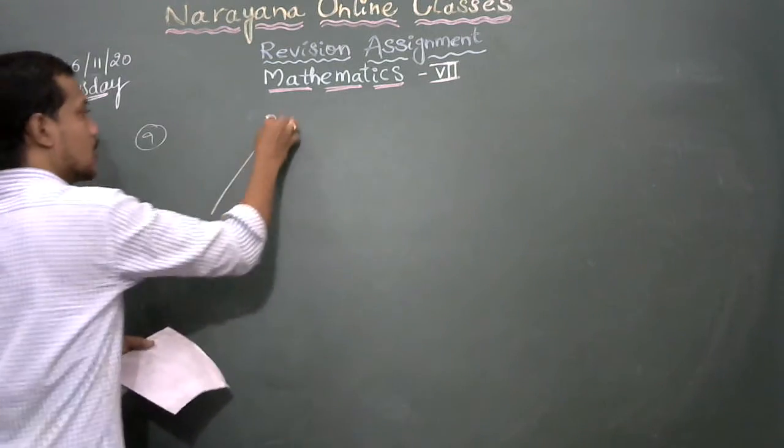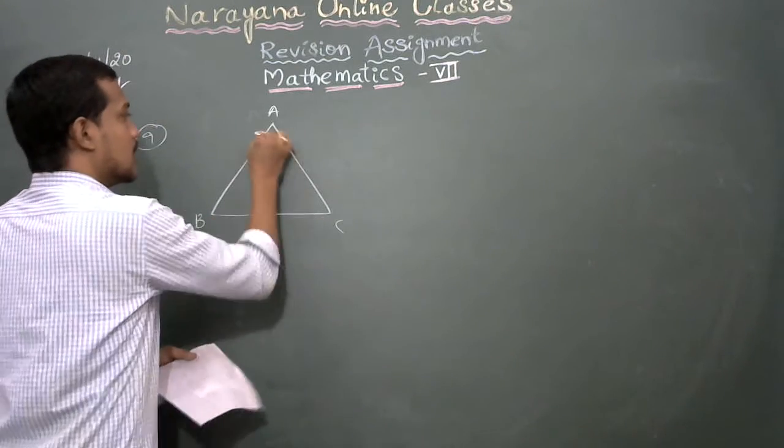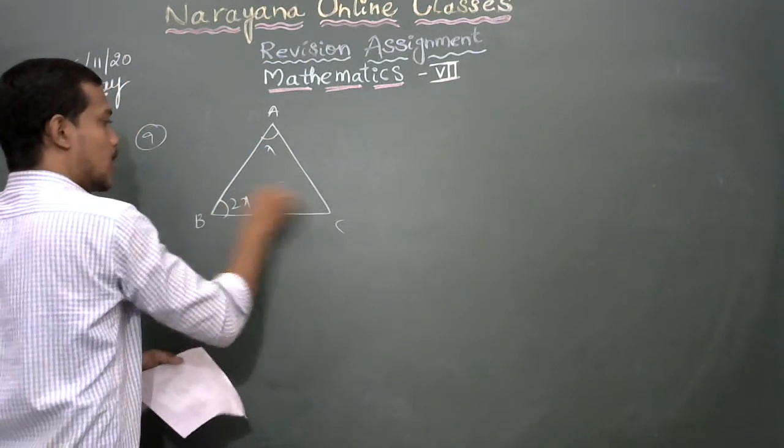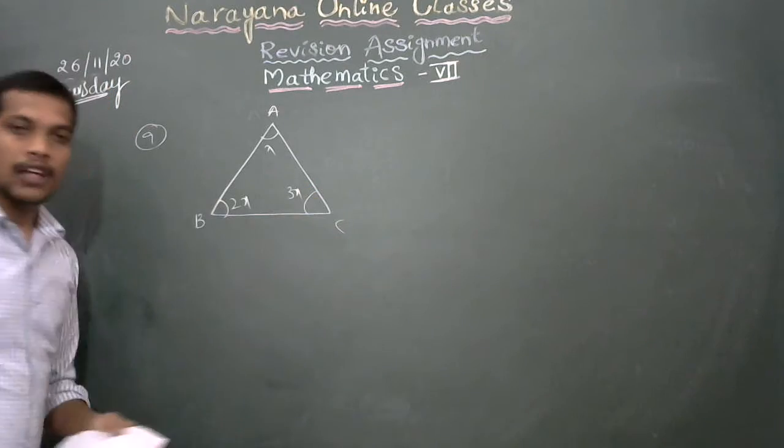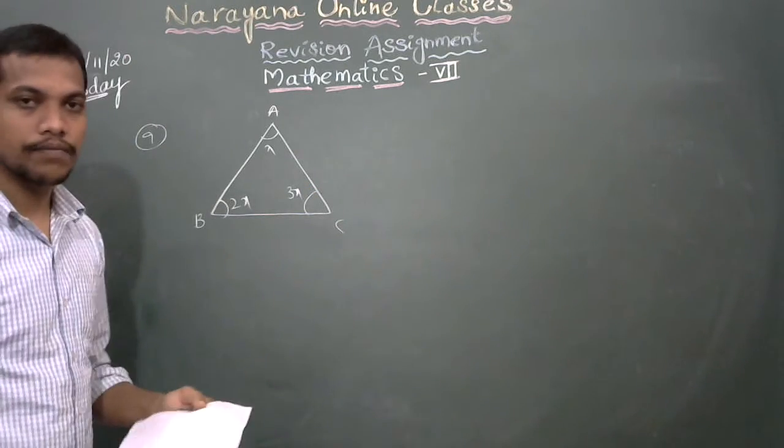Now ninth one. Triangle ABC is given, with angles x, 2x, 3x. Here we should find the value of x.